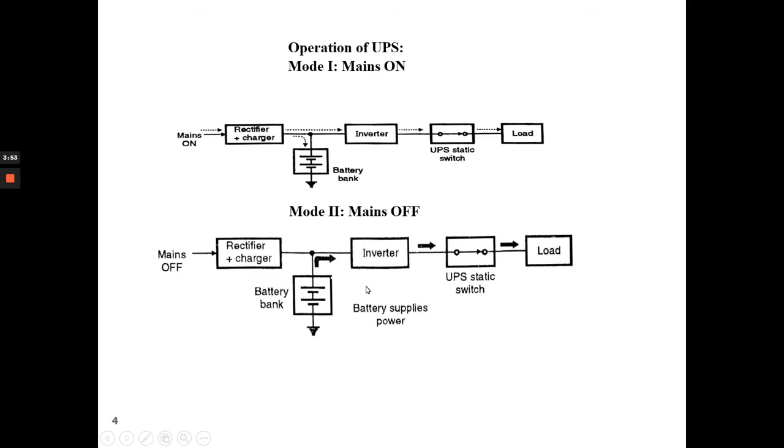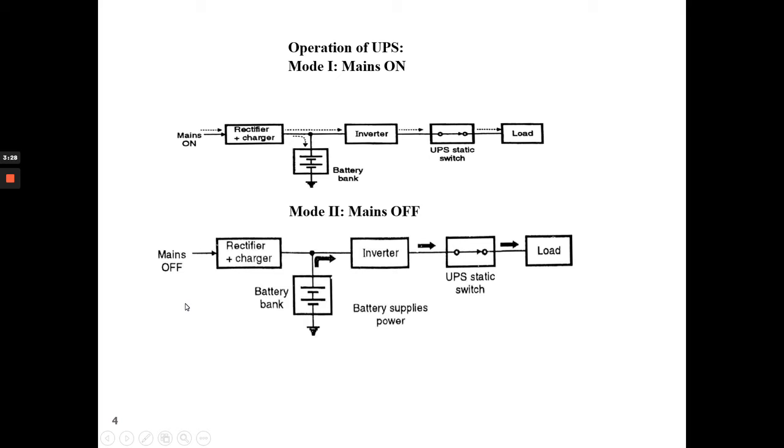Now, in mode 1, when the AC mains is on, the rectifier circuit will supply the power to the inverter as well as to the battery. So, it acts as the rectifier cum charger. The inverter output is connected to the load via UPS static switch. Battery will be charged in this case.